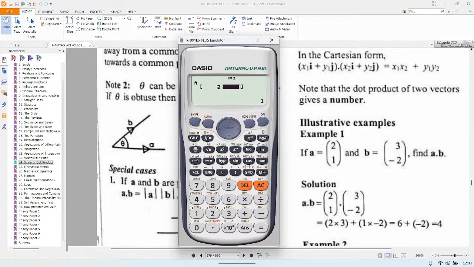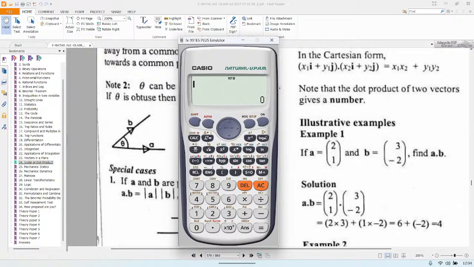Now, the second one: you press Shift, the vector is at 5. Press 5 for vector, then select 2 data, because you're going to input another data. Then select vector B, the second one. Then select 2 for the order of the vector, 2 times, 3, -2. Are we okay?